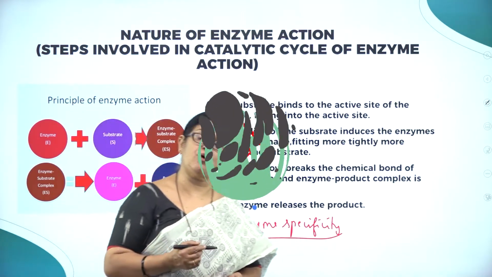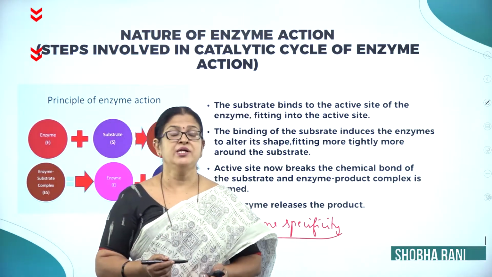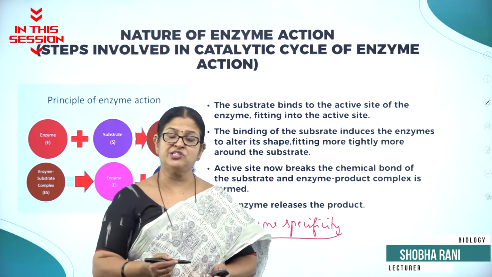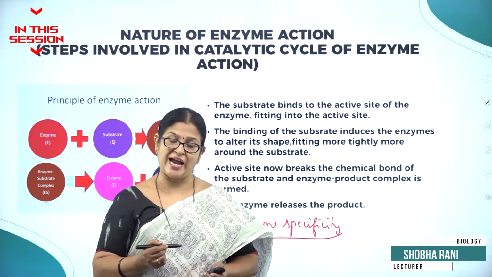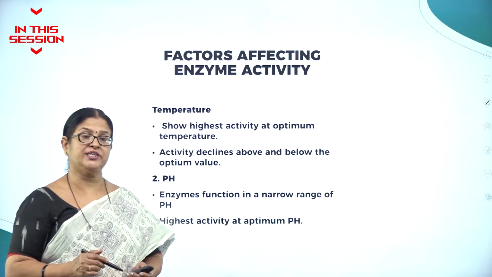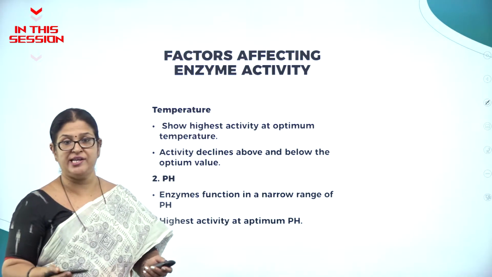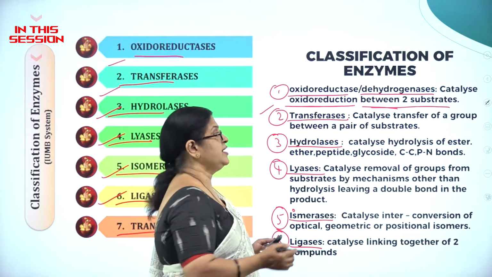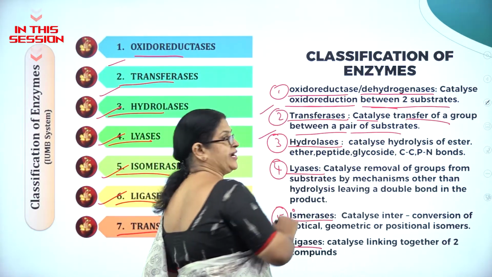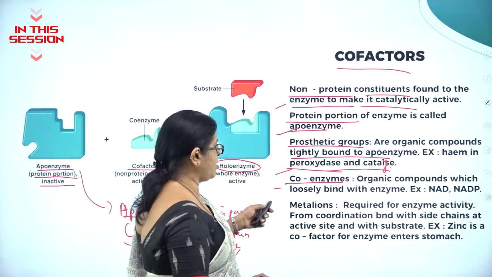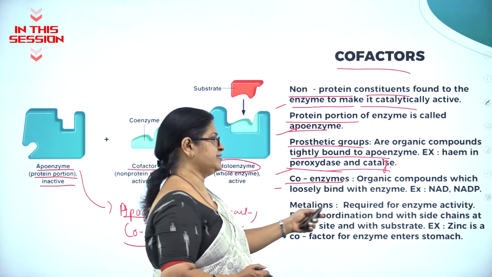Enzymes will not be always in an activated state. So only when their function is needed or when their job is needed, then only the enzymes are activated. Proteins, when they're subjected to higher temperature, they get denatured. Transferases means what? Catalyze transfer of a group between a pair of substrate. Coenzymes, organic compounds which loosely bind with enzyme.